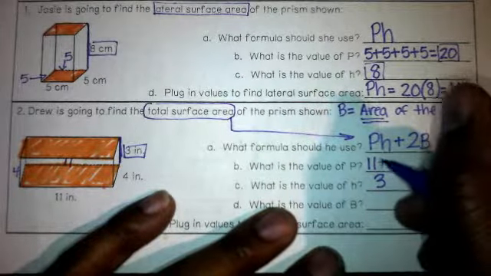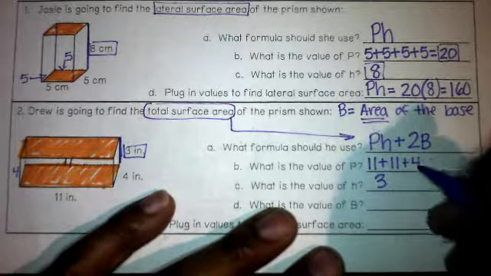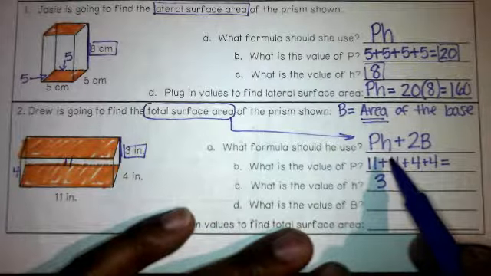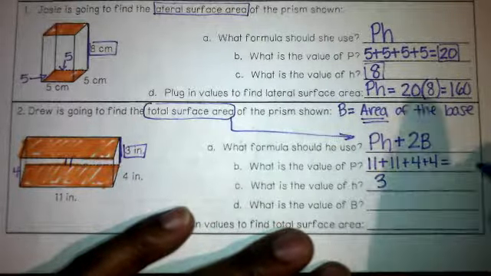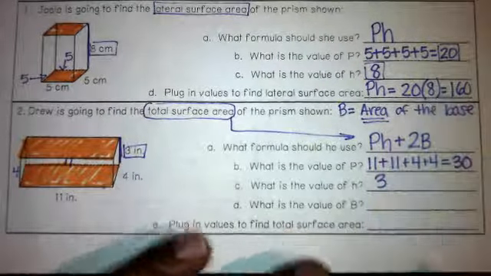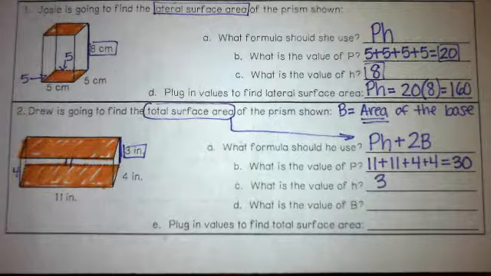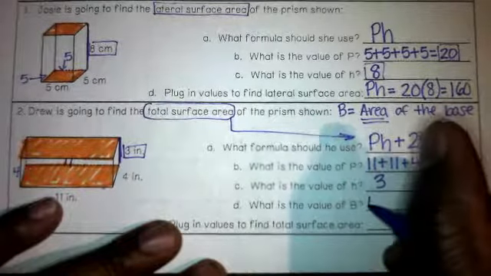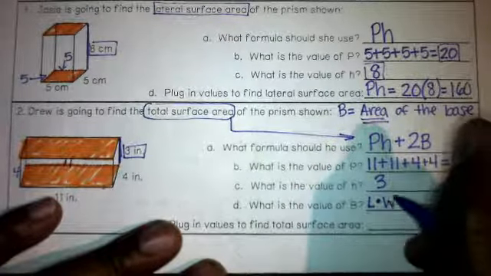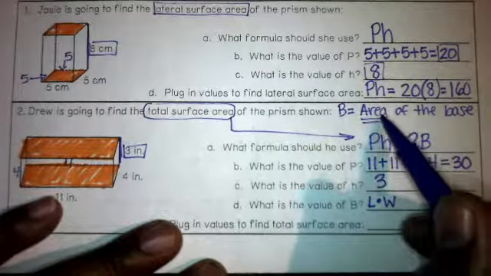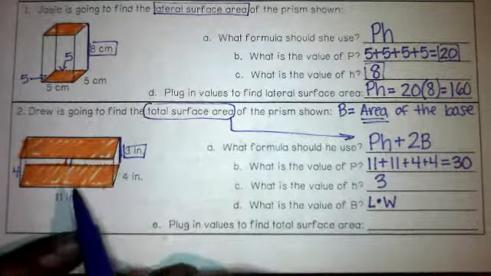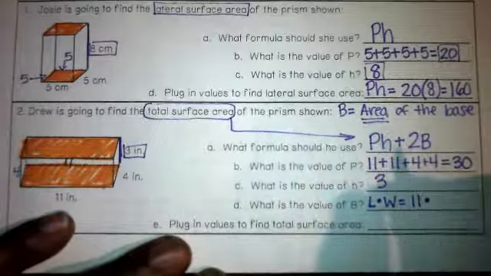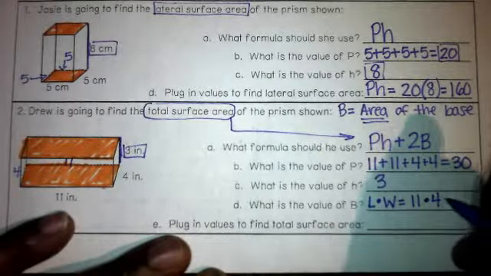So I have 11 plus 11 plus 4 plus 4. 11 and 11 give me 22. 4 and 4 give me 8. 22 and 8 is 30. Now let's find the value of big B. Remember, big B is length times width, because it's the area. Area is length times width. It looks like my length is 11 and my width is 4. 11 times 4 is 44.